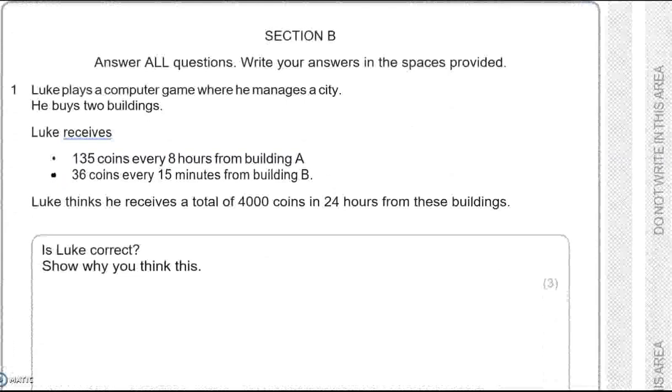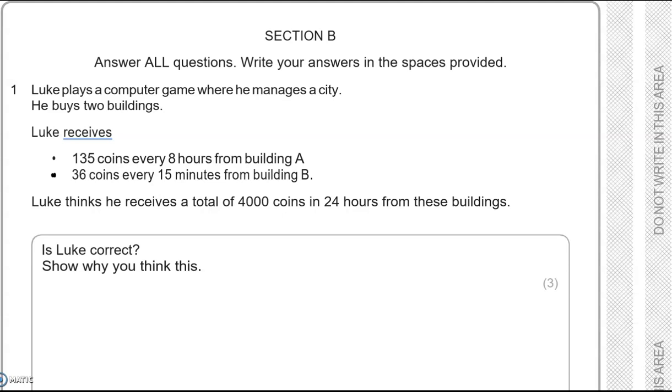Question 1. Luke plays a computer game where he manages a city. He buys 2 buildings. Luke receives 135 coins every 8 hours from building A, 36 coins every 15 minutes from building B. Luke thinks he receives a total of 4,000 coins in 24 hours from these buildings. Is Luke correct? Show why you think this.